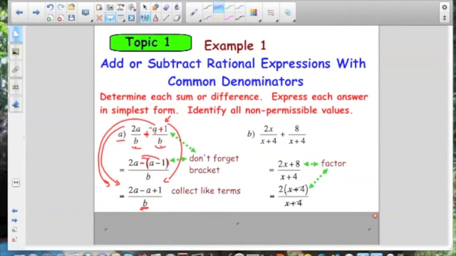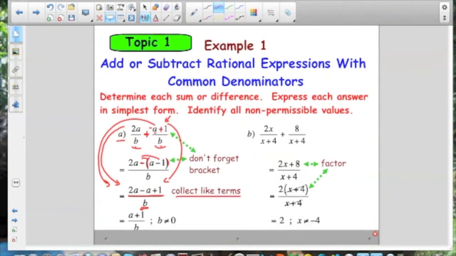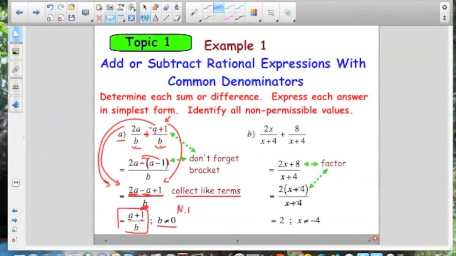Now once I have my numerator, I want to collect like terms. So let's look at the top for like terms. So I notice that there's a 2a and a minus a, so that gets me a, because 2 take away 1 is 1. And I have that 1. So there is my simplified expression. And now the non-permissibles, because I have a b right here, the non-permissible is b cannot equal 0.